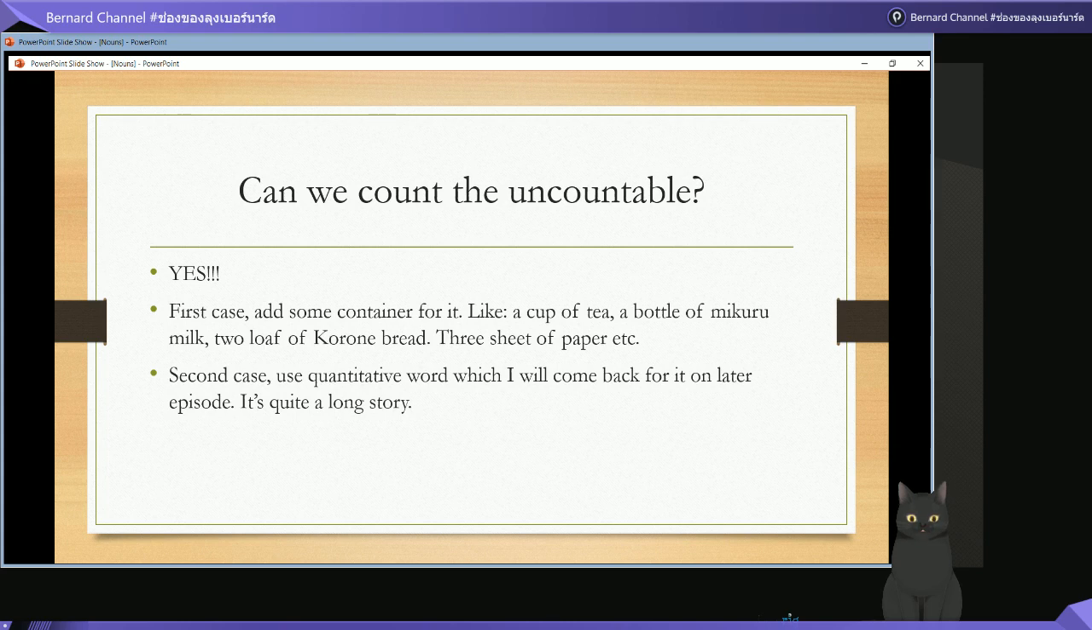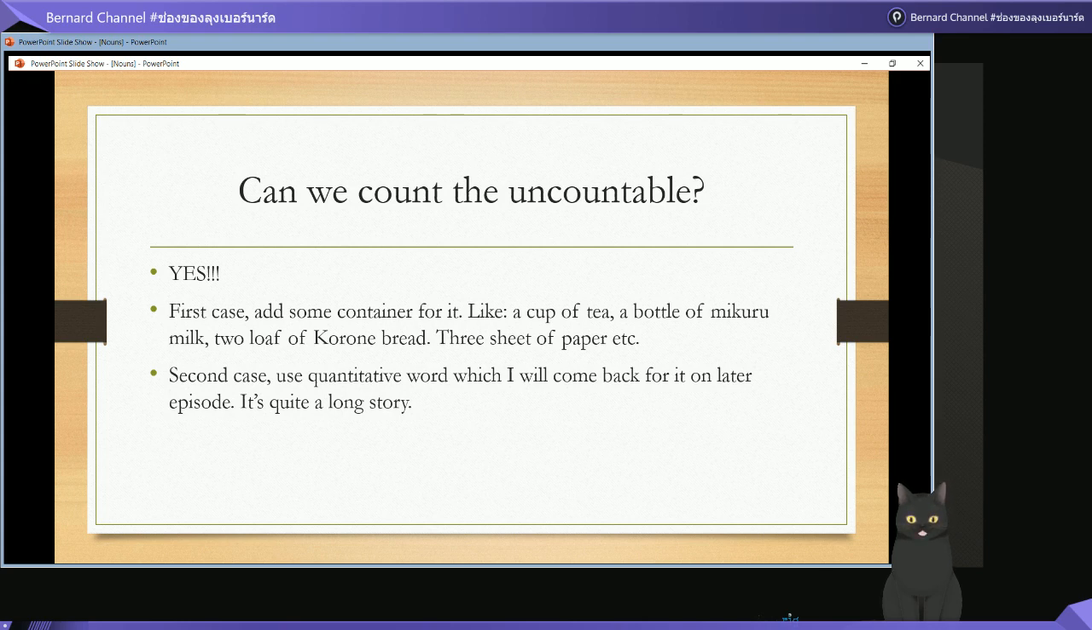And the next is a bottle of milk. Okay, put it in a bottle and yes, you can count it. 2 loaves of bread. Yes, you can count it. If you put a measurement on it, 2 loaves, yes, it can be counted. And 3 sheets of paper. Yes, if you say a sheet of paper, it can be counted. Okay. Oh, one thing to be careful about: spell it correctly, very correctly. Sheet. S-H-E-E-T. Sheet.